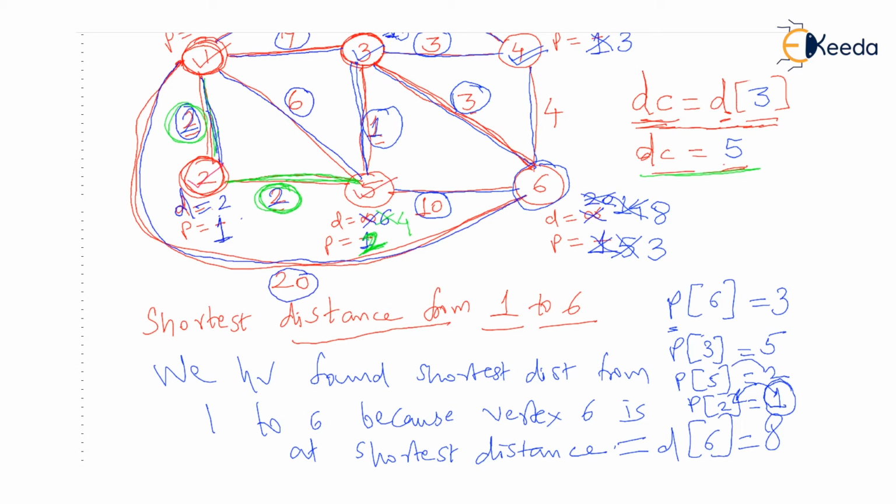Then you will go from 2 to 5. Then from 5 to 3. And finally 3 to 6. Check how we have traced the path backward actually. From the sixth vertex we started tracing the path till we reached the first vertex. And then we knew we should go from 1 to 2, 2 to 5, 5 to 3 and 3 to 6 to get this particular shortest distance of 8.